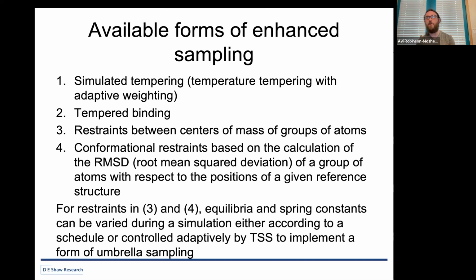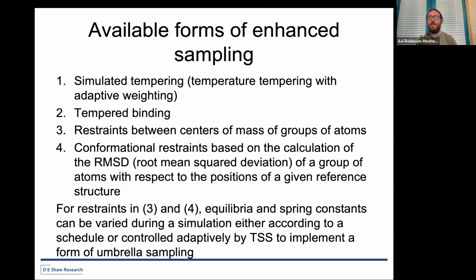Or they can be set according to a schedule. So you could just have something where you're saying, okay, let's pull these guys apart at some rate. Or you could have something more like umbrella sampling, where you say, let's explore what the free energy is based on distance between these two groups of atoms in some range. Like you say, you want to look at them from 0 to 10 angstroms apart, and you say, okay, what is the free energy profile, of course, across that? If you do this with TSS, that will give you that profile.